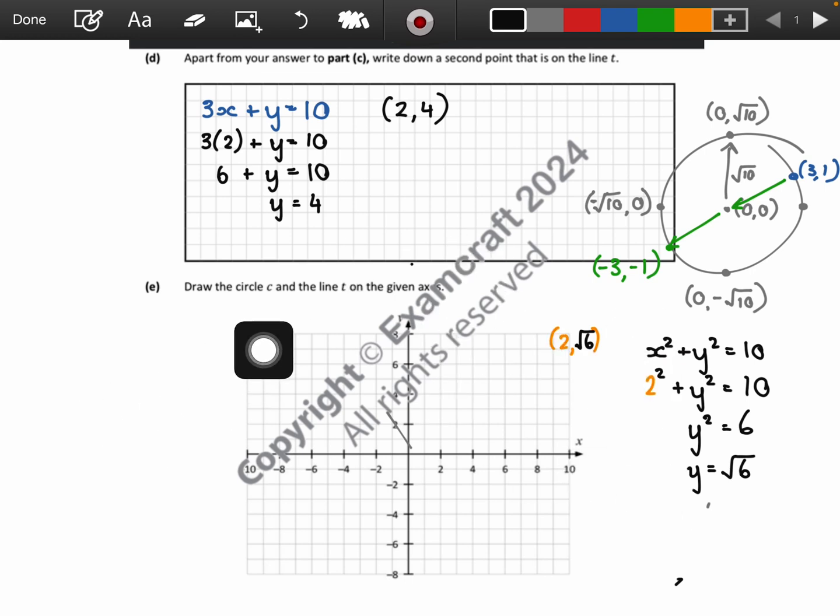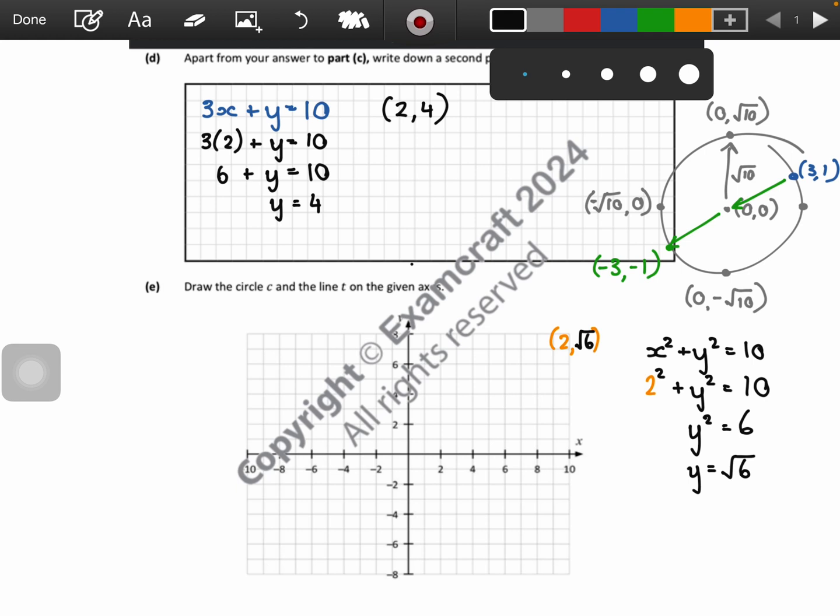Part E then says, draw the circle C and the line T on the given axis. So you need your compass to draw a circle. You would mark in wherever the center point of the circle is. So there's the center for this one, and then stretch your compass out to whatever the radius was. So square root of 10 here.